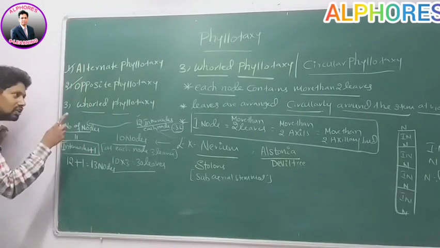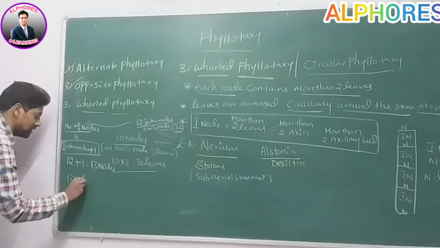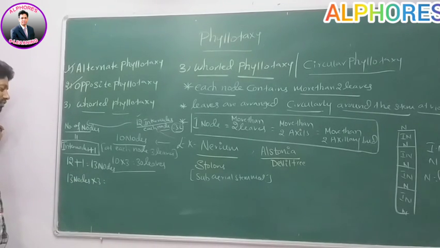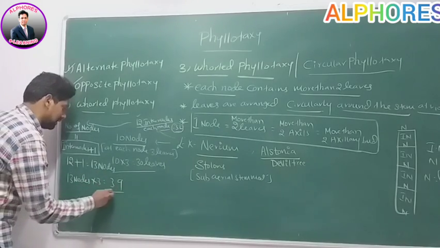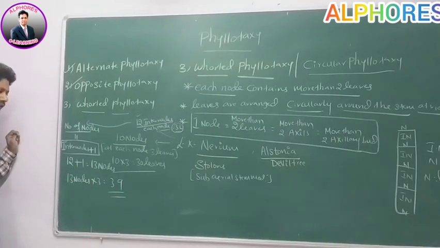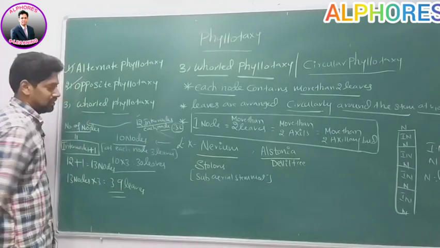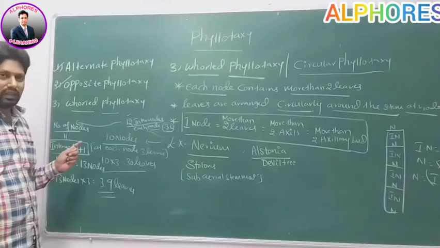In the question, each node has how many leaves? 3 leaves. Therefore, 13 nodes, each node with 3 leaves, so we multiply by 3. How much do we get? 3 into 3 is 9, 3 ones are 3. Therefore, 39. Yes or no? How many leaves are present here? 39 leaves are present. Is this concept clear?